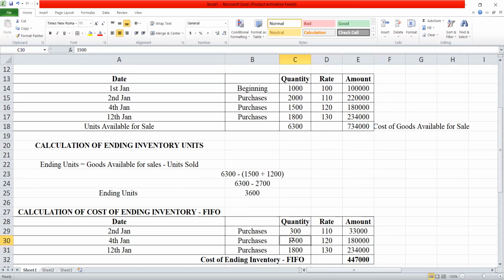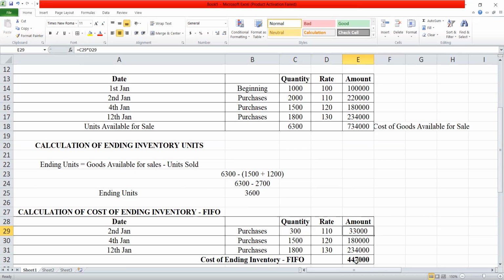So we should add 300 more from earlier purchases, that is from the 2,000. So from the 2,000, 300 units are available in our warehouse at rupees 110. You write down 110 and just calculate it. When you sum up all these amounts, you will get the cost of ending inventory under the FIFO method.